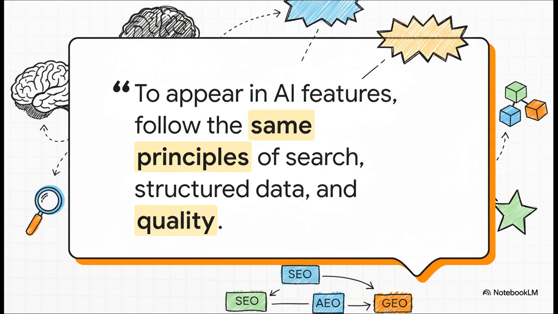This isn't some wild theory. Google itself has said flat out that you don't need to throw out everything you already know. The way you show up in these new AI features is by building on the foundation you should already have: high-quality content, smart use of structured data, and just solid basic search principles.